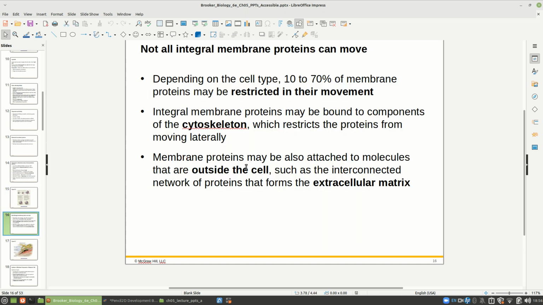Now, not all of them move. You need to understand what the cytoskeleton is. So at least know a definition of the cytoskeleton and how it might be used to restrict proteins from moving laterally.